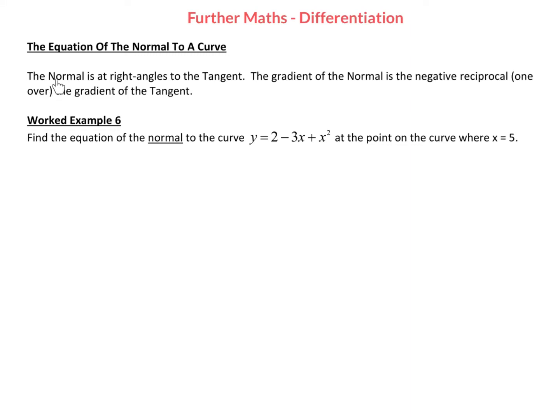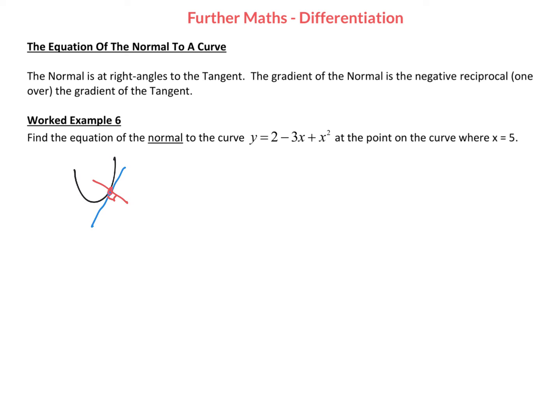In this case, we're asked to find the equation of a normal to a curve. Now, the normal is actually just at right angles to the tangent. So if you imagine again, we have a curve, and at a certain point, we find the tangent to the curve, so it just touches the curve, like so. Then the normal will go through the same point, but it will be at right angles to it.